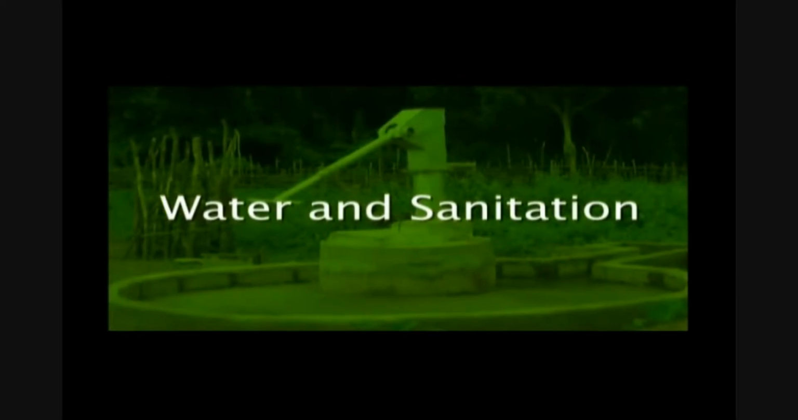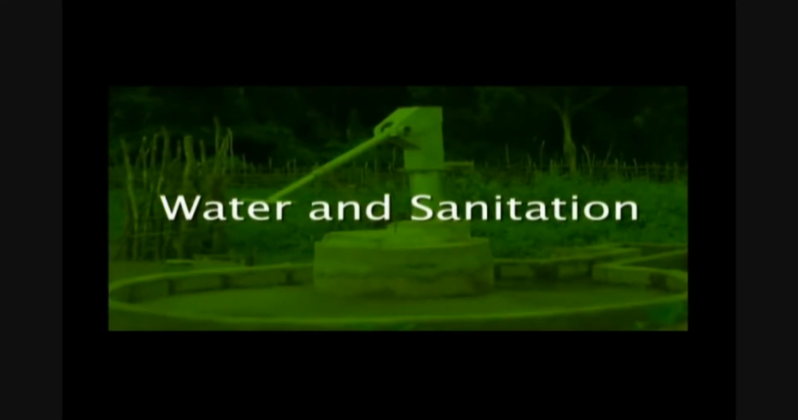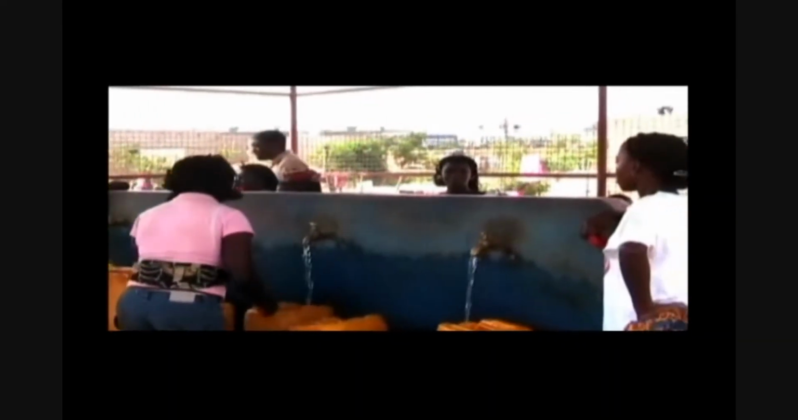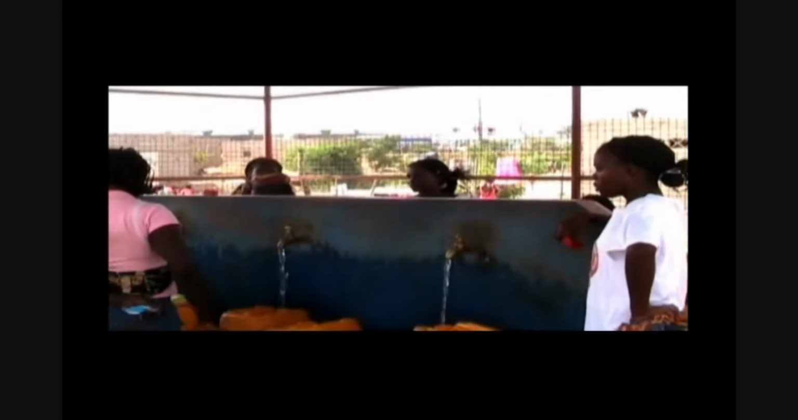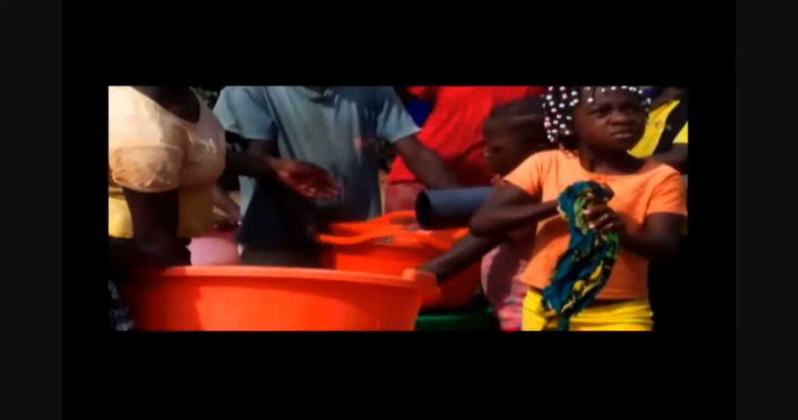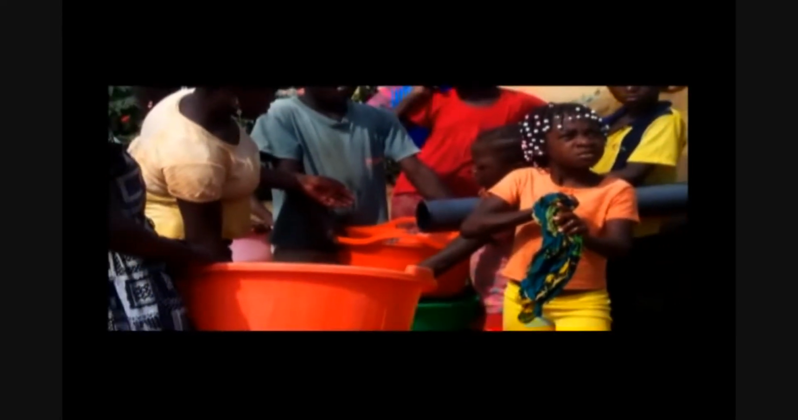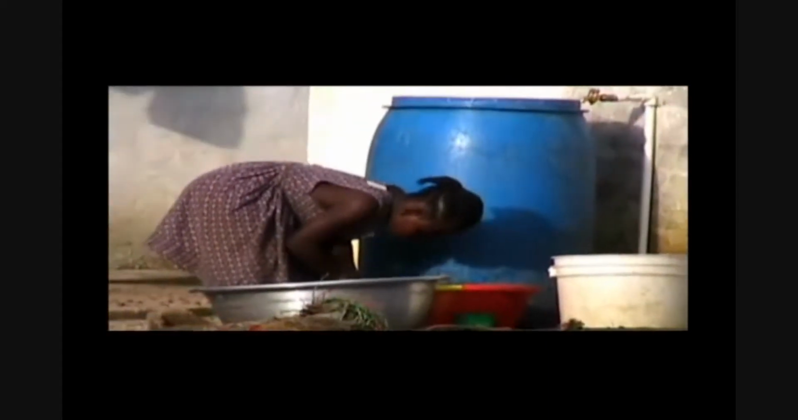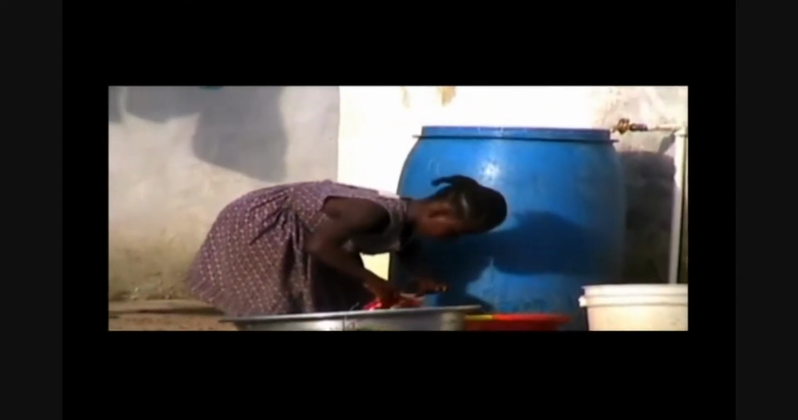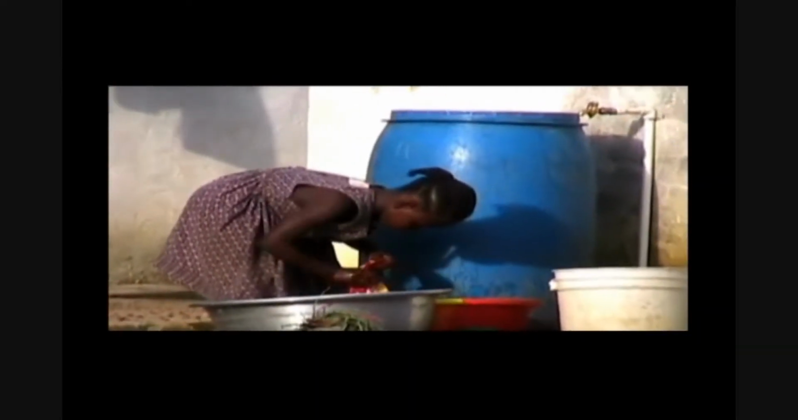Water and sanitation. Access to clean water and sanitation services is a basic human need. Water and sanitation projects can greatly improve a community's health and quality of life. Environmentally sound practices are crucial in water and sanitation projects. If these practices are not used, what problems can result?